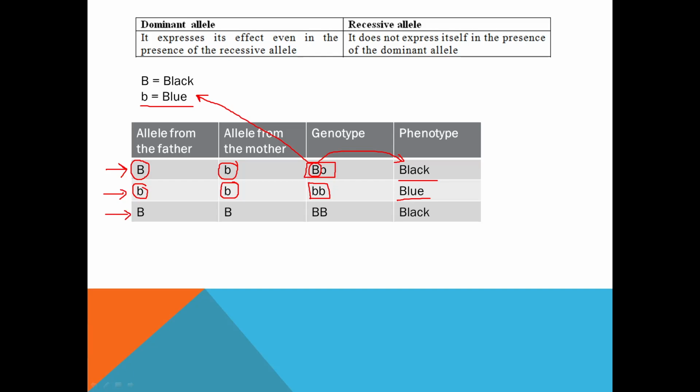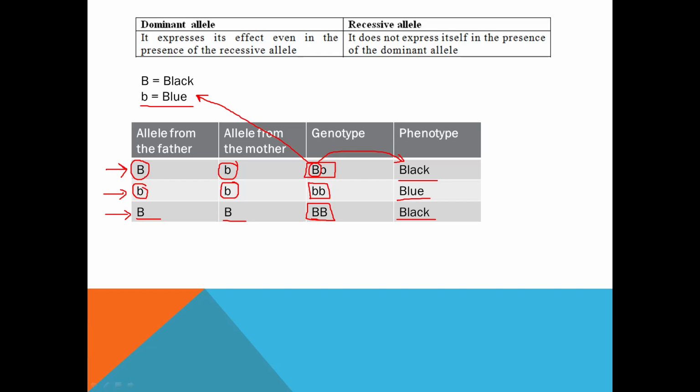In another situation, we might get a dominant allele from both the father and the mother. In that case, this will be our genotype, and obviously the color of the eye will be black, because both of them are dominant alleles. Even if there was just one dominant allele, that would have been good enough to determine the black color of the eye. So I hope now you are very clear about the difference between genotype and phenotype.